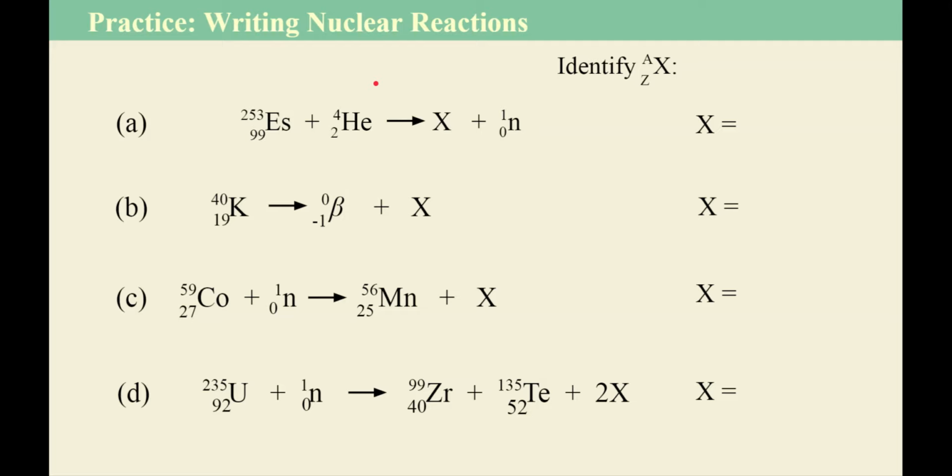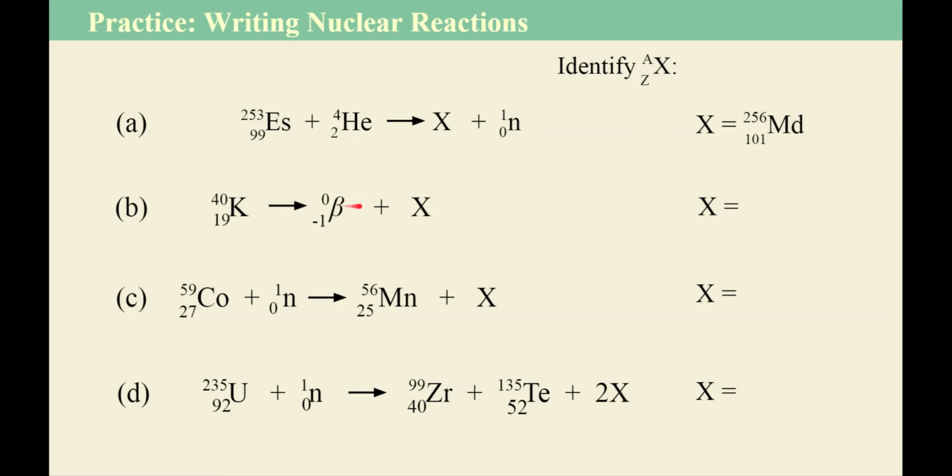Which is now. So Einsteinium and helium make something and a neutron. So 253 plus 4 is 257. We have one neutron. So whatever our unknown particle is, it has to have a mass number of 256. Now, that does not tell us the identity of what we should put for X. For that, we look to the nuclear charge. 99 plus 2 is 101. And when we look to the periodic table, we find that is Mendelevium.